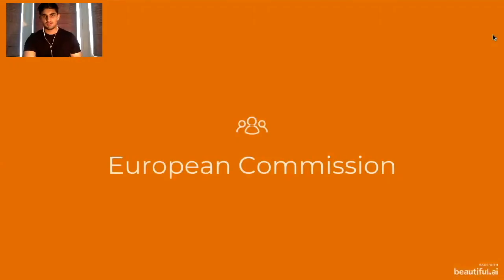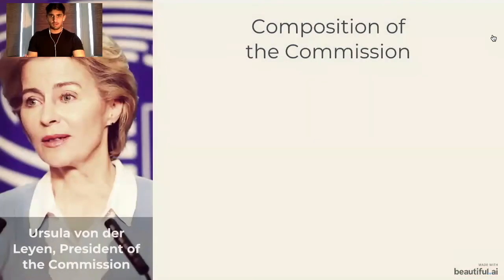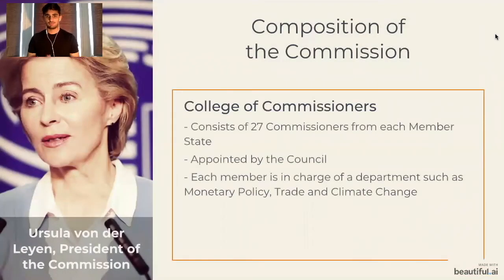So bearing that in mind, the Council will go to the Commission, and the Commission will be composed of what we call the College of Commissioners, which is 27 commissioners appointed by the Council from each member state. And each member will be in charge of a certain department in the EU. So monetary policy or trade or climate change. And that's Ursula von der Leyen. She is the president of the Commission just now.